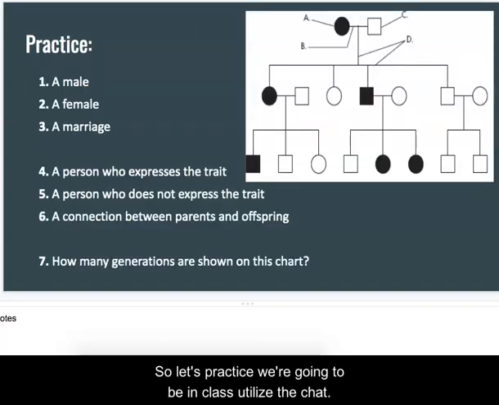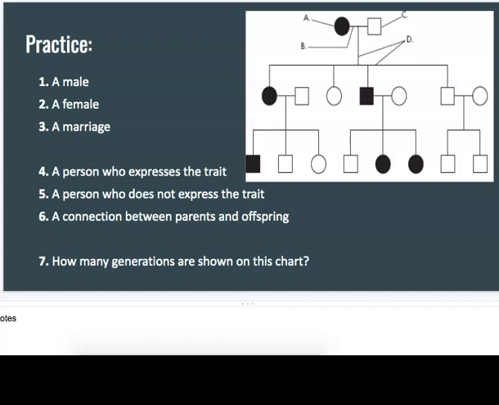So let's practice. In class, we're going to utilize the chat to see if we can identify the different pieces in this particular pedigree. I have a couple of them labeled A, B, C, D. Which one of these represents a male? And hopefully you are signifying C. C's, or squares, are males. Female would be A. Circles are females.